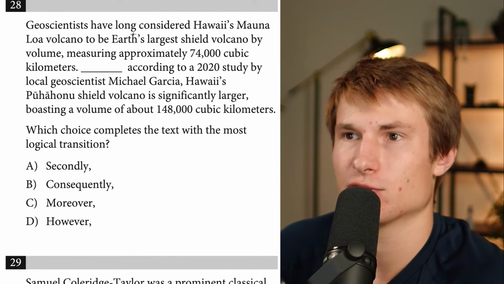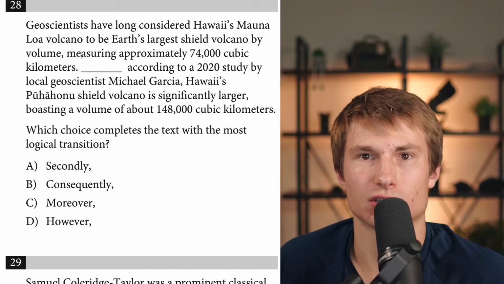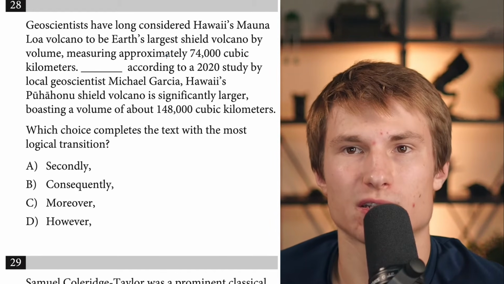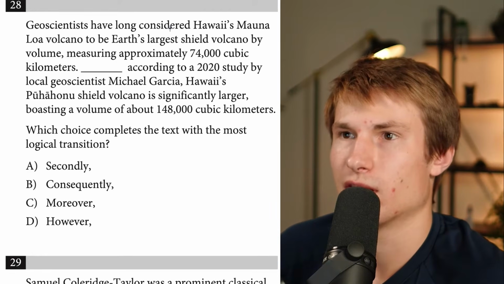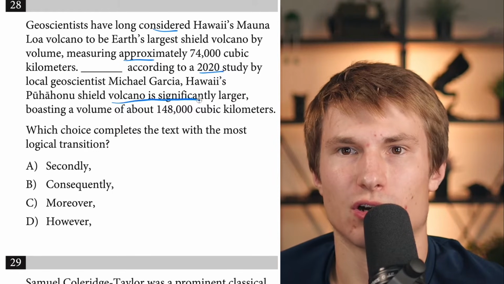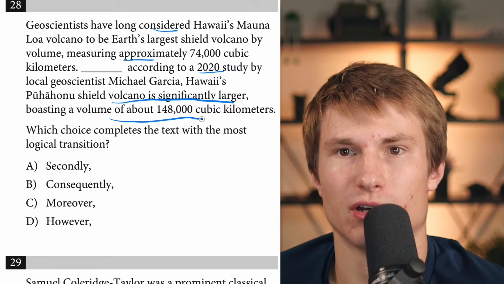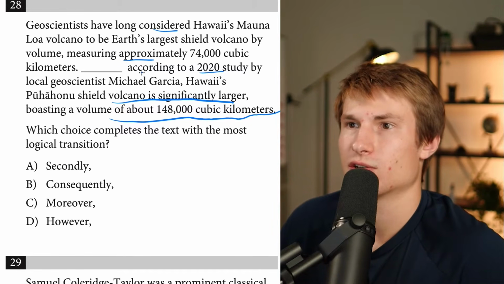Question 28. Geoscientists have long considered Hawaii's Mauna Loa volcano to be Earth's largest shield volcano by volume, measuring approximately 74,000 cubic kilometers. According to a so we have some sort of transition here. All right, so they have long considered this to be the largest shield volcano. And then we have, according to a 2020 study, Hawaii's shield volcano is significantly larger, boasting a volume of 148,000 cubic kilometers. All right, so this is going to be a contrast.